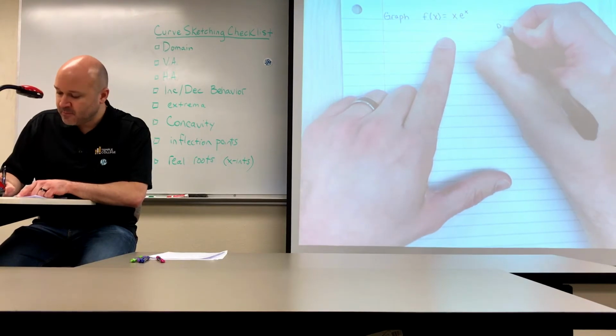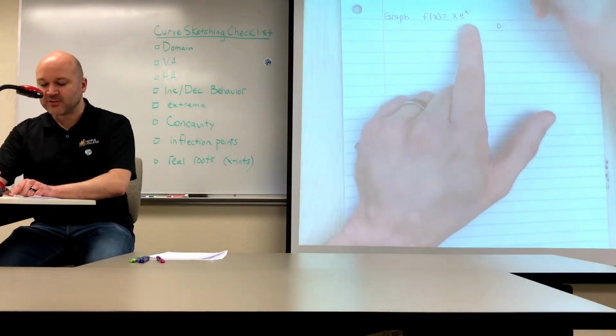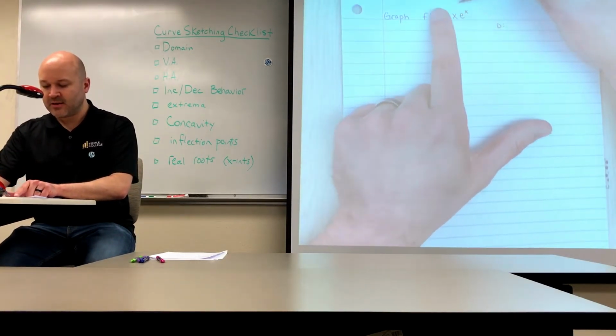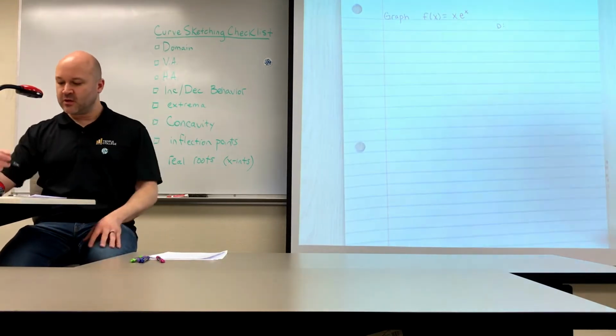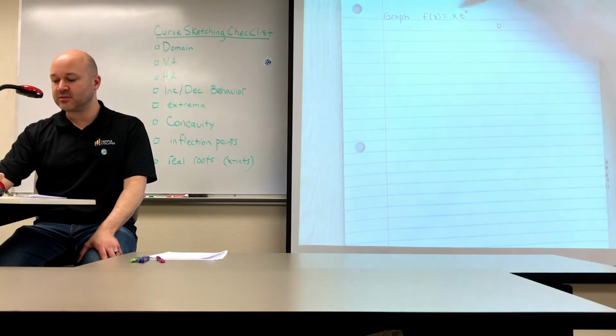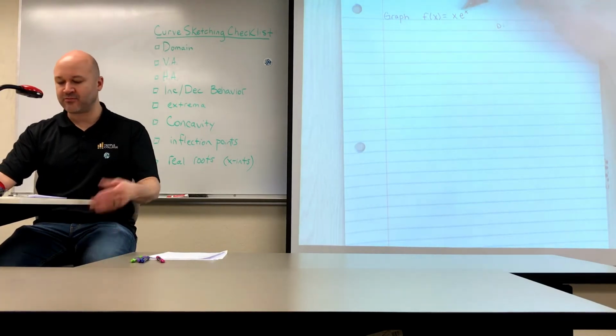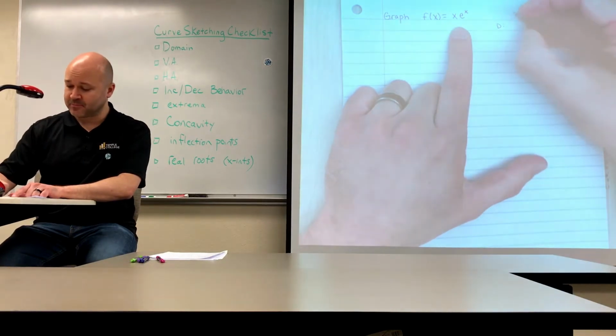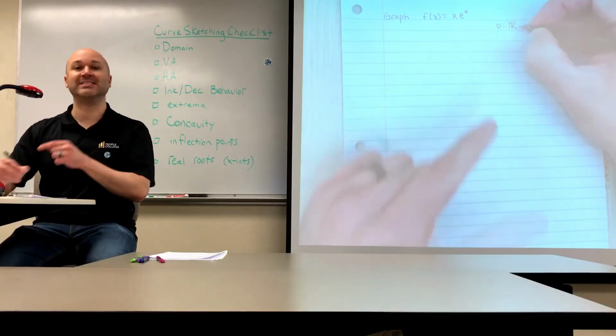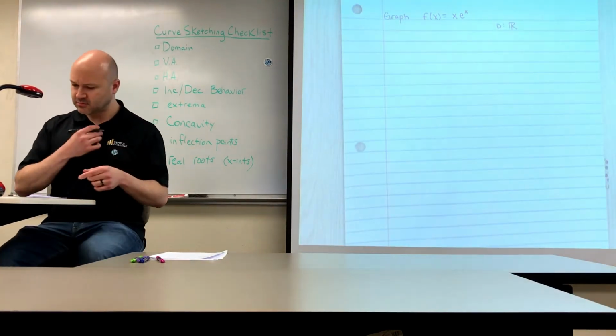So domain, well, the first factor is just linear, that's fine. The second factor is exponential, which is famous for being unrestricted. So I can plug in negative numbers, zeros, positive numbers, fractions, irrational numbers. They seem to be all fine. So all real numbers is the domain of this function.